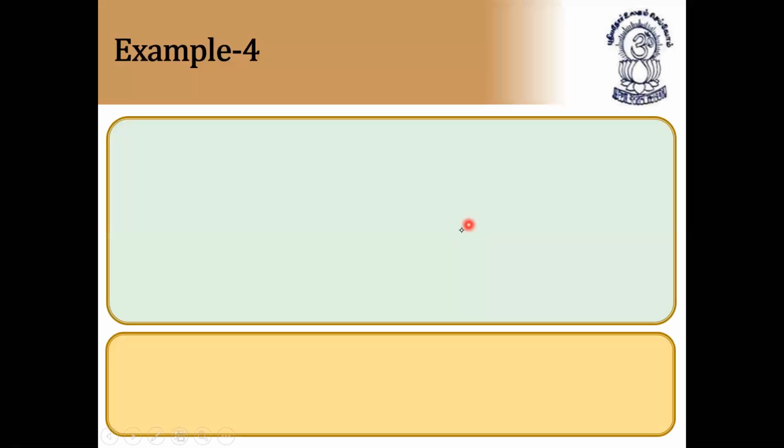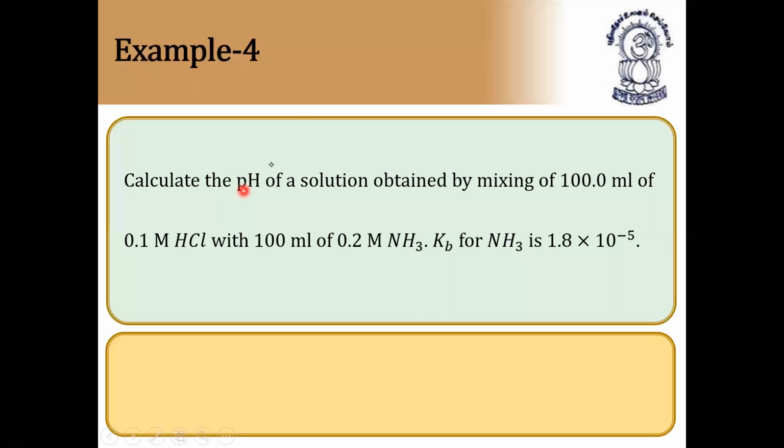Okay. Next question now. Example 4. Calculate the pH of a solution obtained by mixing 100 ml of 0.1 molarity HCl with 100 ml of 0.2 molarity NH3. Kb for NH3 is given. They have given the Kb value. Here also they have not given salt. They have given only ammonia. This is acid and this is base.